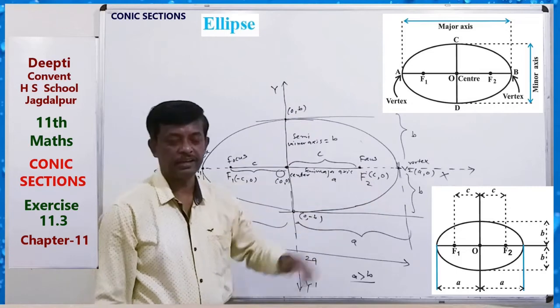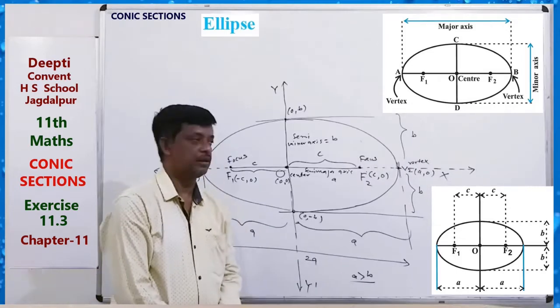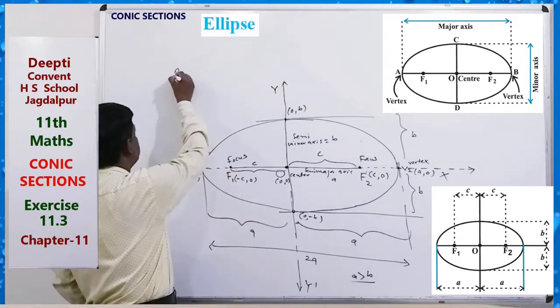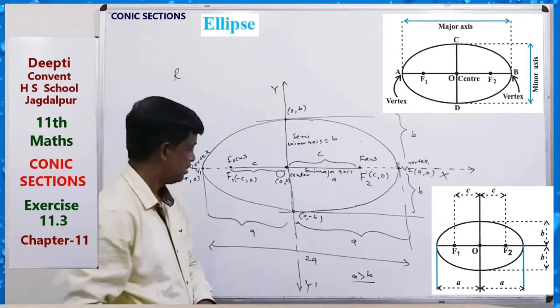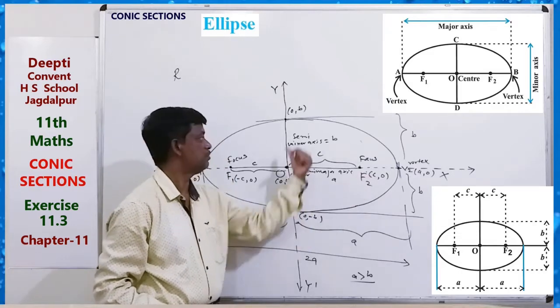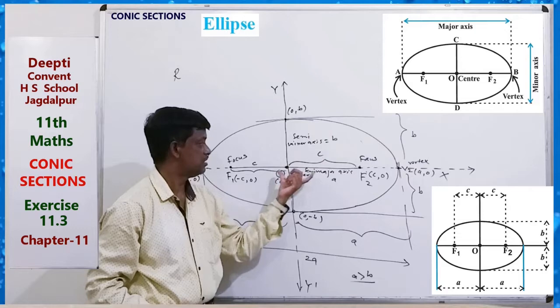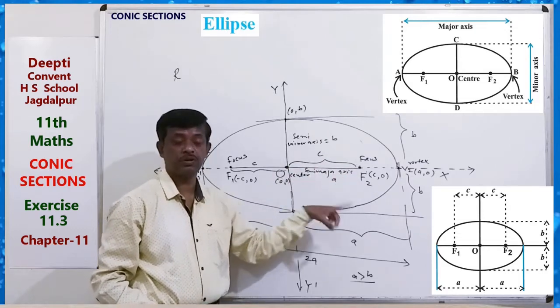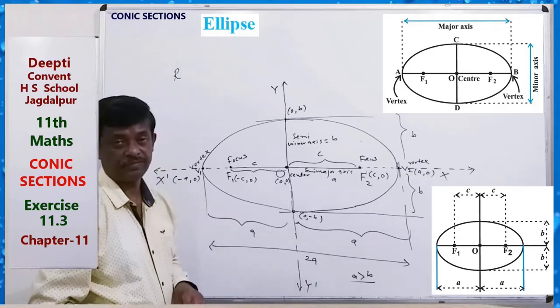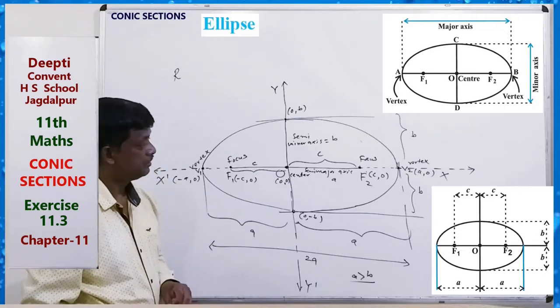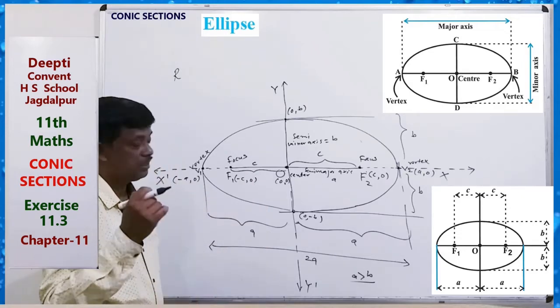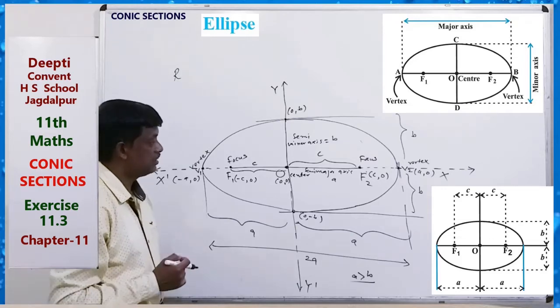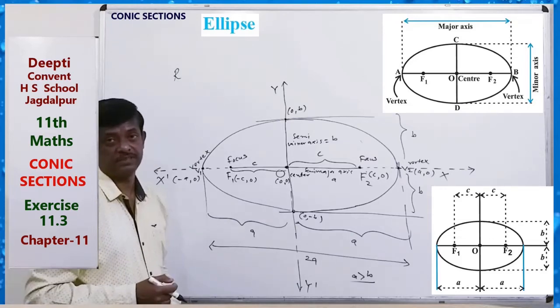Also see the diagram for this. Now, the relation between A, B, C, which are three constants. A means semi-major axis, B means semi-minor axis, C means distance of focus from center. Clear? And one more thing here is the eccentricity of the ellipse.